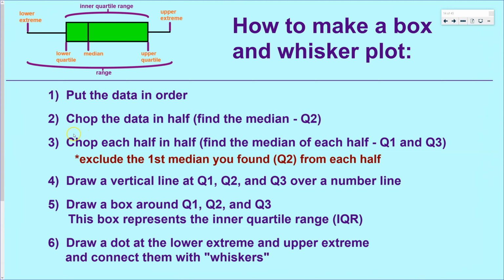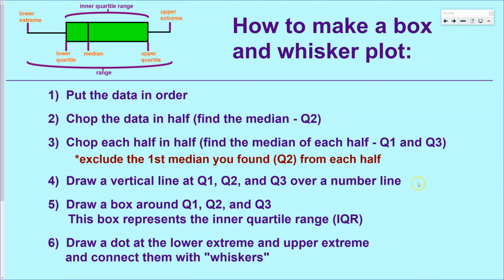Then the remaining halves that you just chopped the data into, you're going to chop each of those halves in half. So you're going to find the median of the remaining 2 halves. And if it happened to be that the median that you found in step number 2 was a number in the data set, you're going to exclude that number when you go ahead and find the other 2 medians. It sounds complicated. It's a lot easier than it sounds when you write it out.